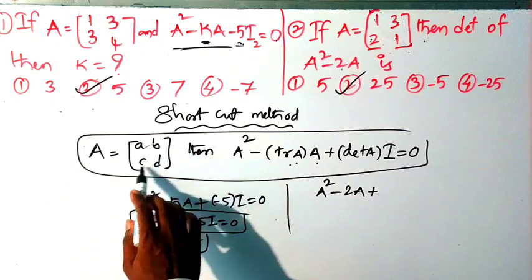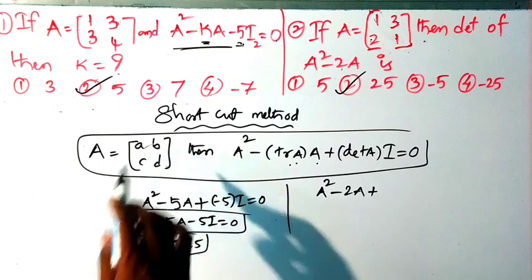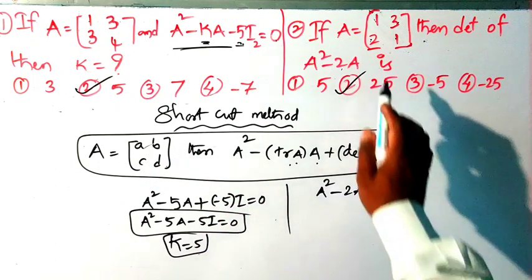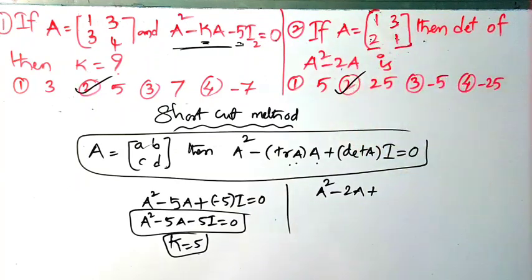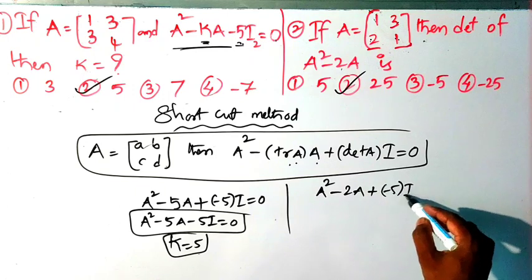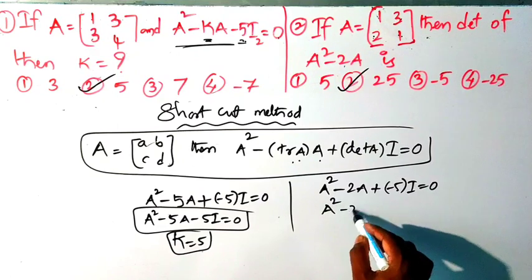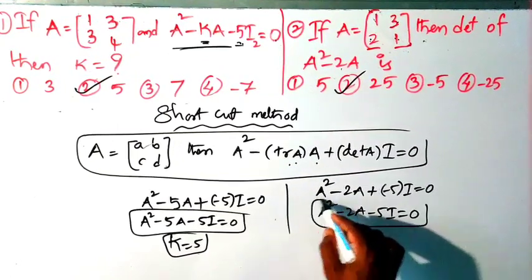A, B, C, D are the elements. Then what is the determinant here? AD minus BC. We know that here. That is nothing but the determinant of this matrix here. 1 into 1, 1, minus 2 into 3, 6. 1 minus 6 is nothing but minus 5 we get here. So minus 5 into I equals 0. So what we get here? A square minus 2A minus 5I equals 0 we get here.